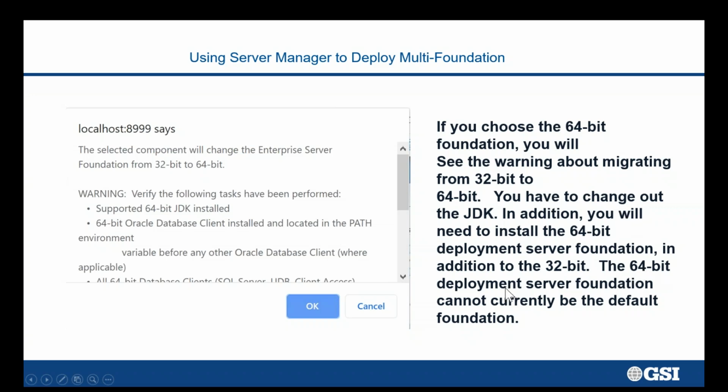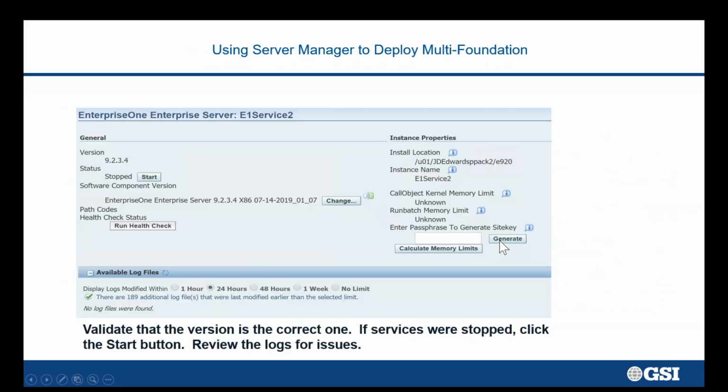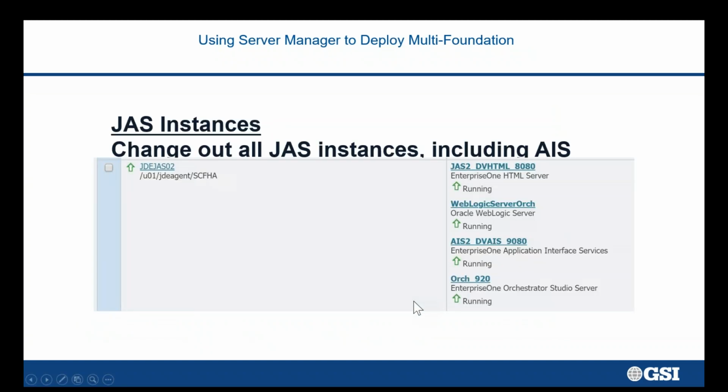Here's a little bit of note. The 64-bit deployment server foundation cannot currently be the default foundation. That may have changed in 924. So if you're going to be taking 924, you might want to check that. That might not be the case now. It was when I did this 2 months ago. Okay, so in this case, you just validate that you got the correct one. If the service was stopped, click start. And if you have any problems, check the logs as usual.